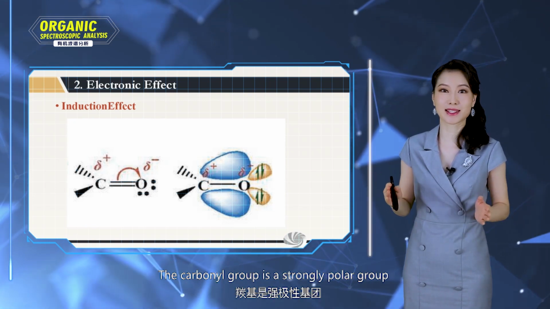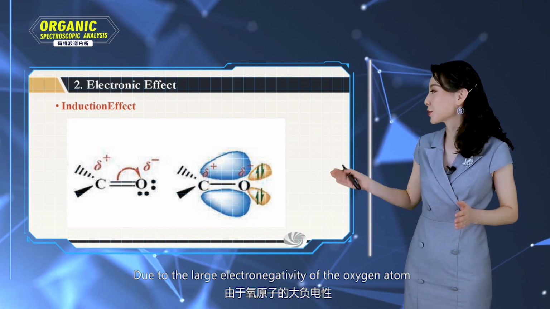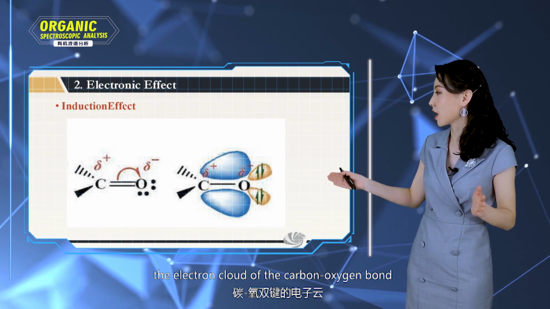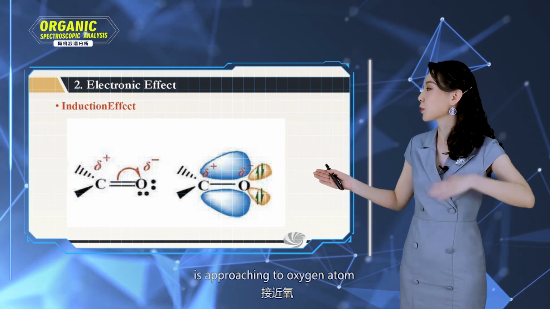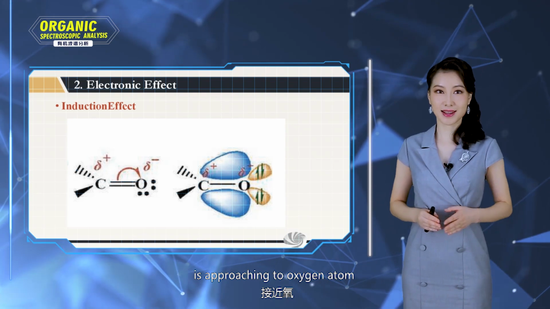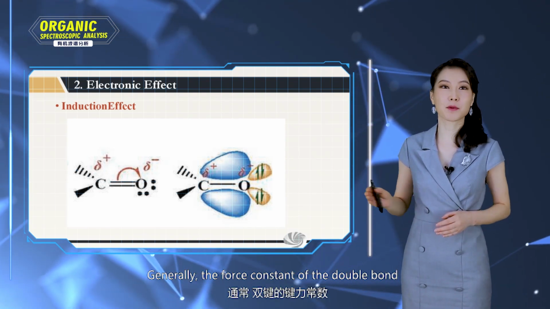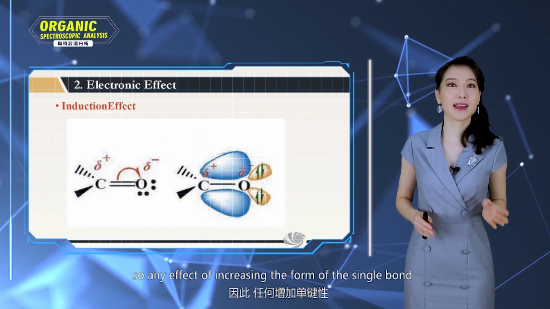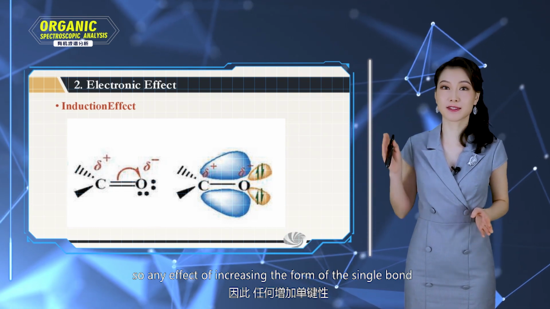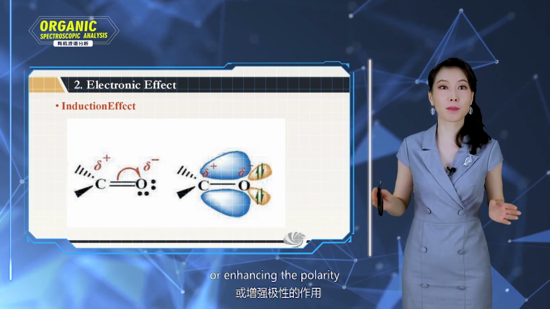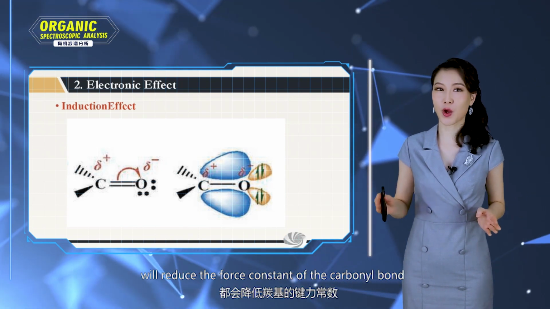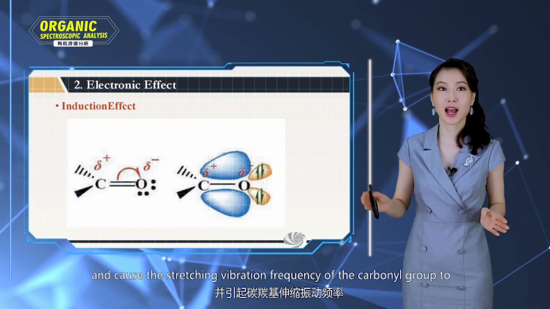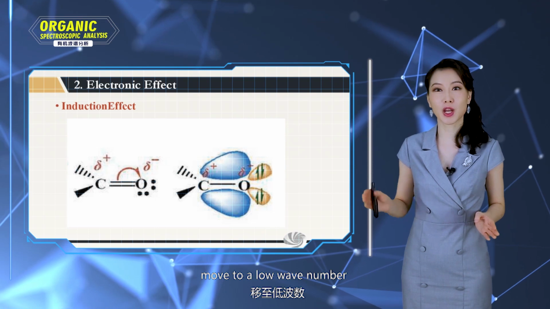The carbonyl group is a strongly polar group. Due to the large electronegativity of the oxygen atom, the electron cloud of the carbon-oxygen bond is drawn toward the oxygen atom. Generally, the force constant of a double bond is greater than that of a single bond. So any effect of increasing the single bond character or enhancing the polarity will reduce the force constant of the carbonyl bond and cause the stretching vibration frequency of the carbonyl group to move to a lower wave number.